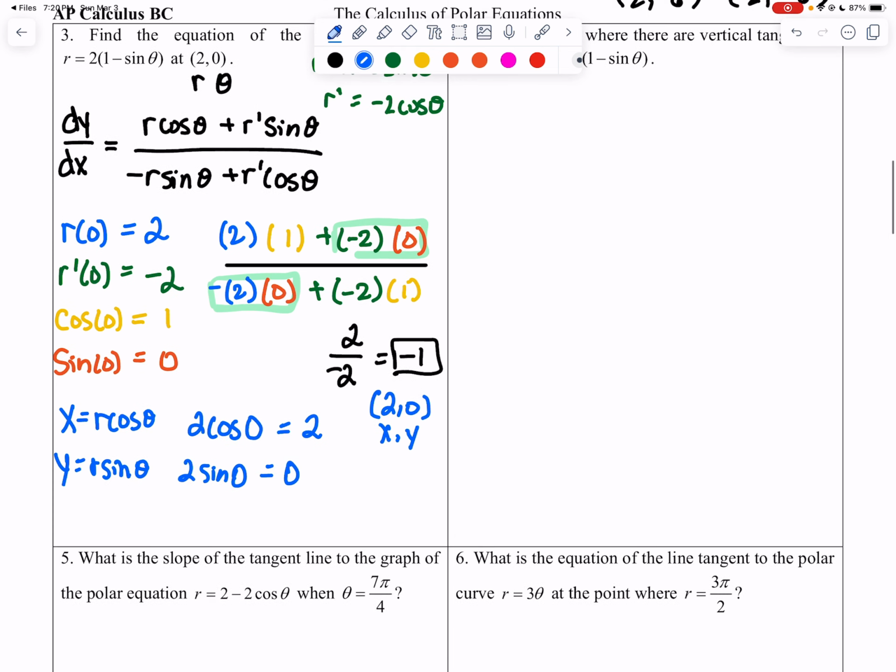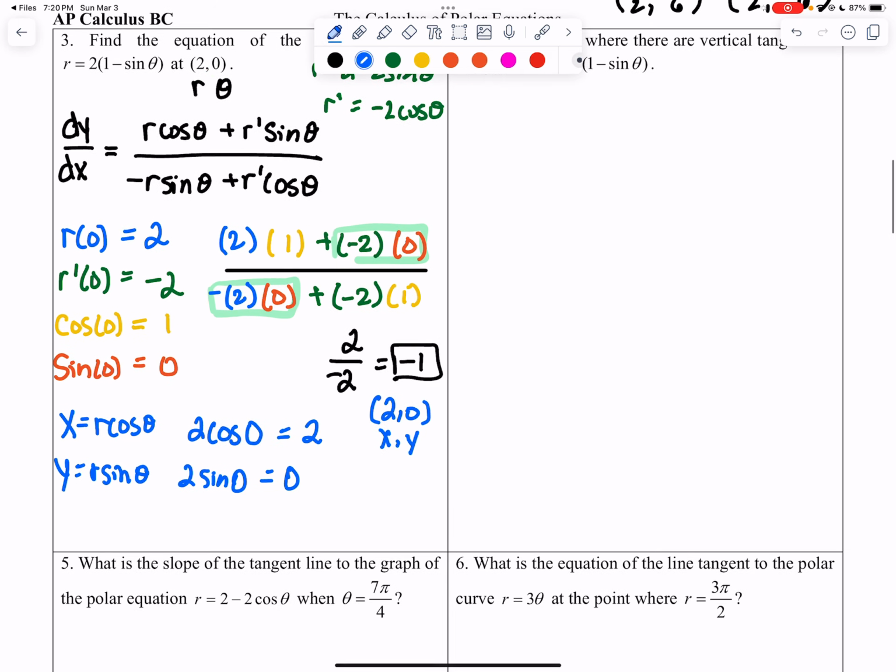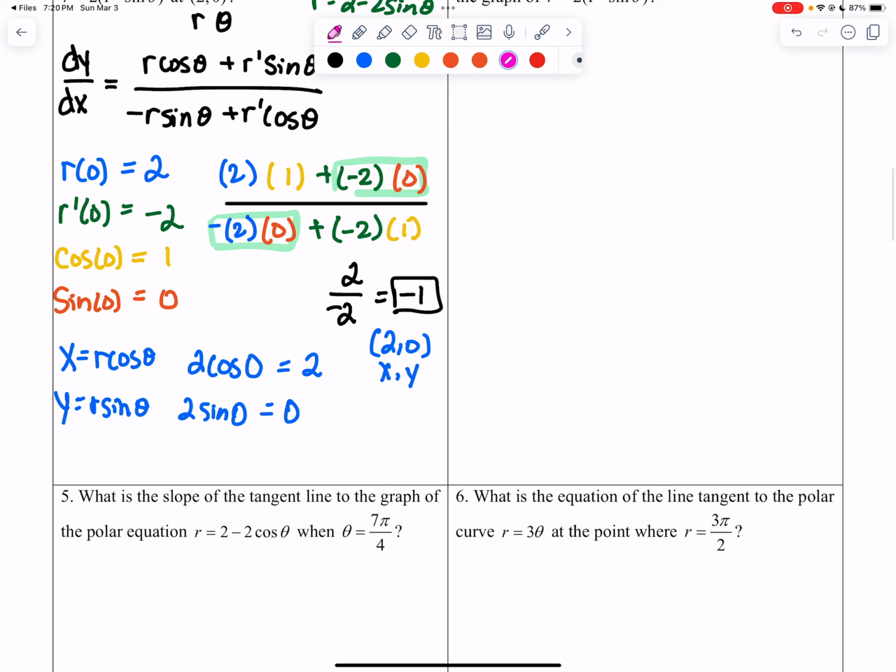Which kind of makes sense, because if you were to plot this right here, that's going to be (2, 0). Anyways. So then you're going to have y minus 0 is equal to negative 1 times (x minus 2) as your tangent line equation. All right.